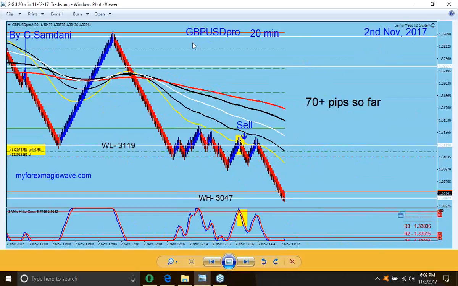Yesterday, 2nd November, this is pound USD. After the news, there was big news, right? And after that rate decision, the price dropped. This is why it is important to not trade around the news and wait a little bit, and then you get your share, a small share.